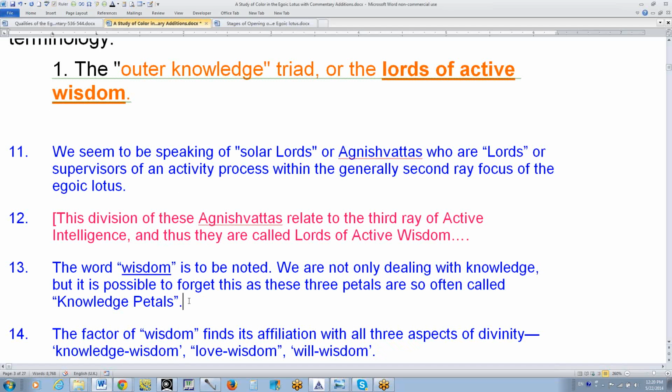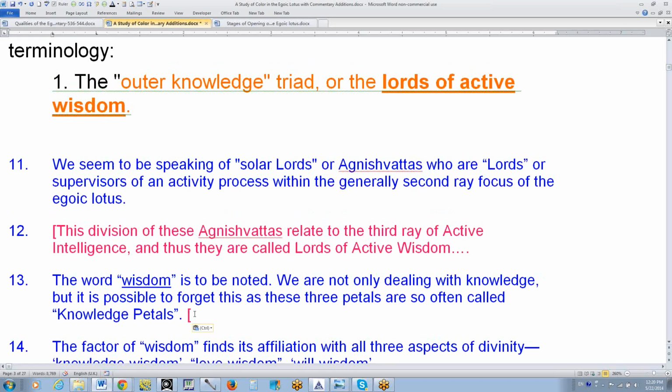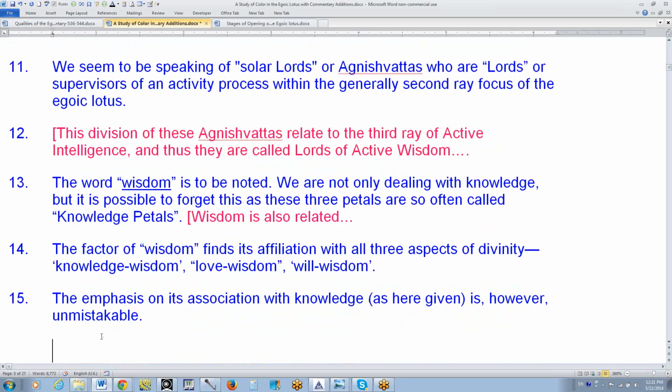in their development, wisdom related to the dual love wisdom of the second ray, although it's hard to confine it to that because any type of being, self-conscious being, can eventually develop wisdom. The factor of wisdom finds its affiliation, yes, with all three aspects of divinity: knowledge wisdom, love wisdom, will wisdom. Wisdom seems to be a factor related to Shambhala. The Buddha is the Lord of wisdom. He comes forth from Shambhala and communicates with the Lord of love, who is the Christ. Wisdom is in a way older in its externalization than love.